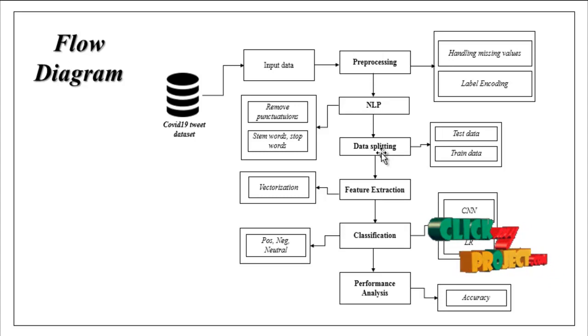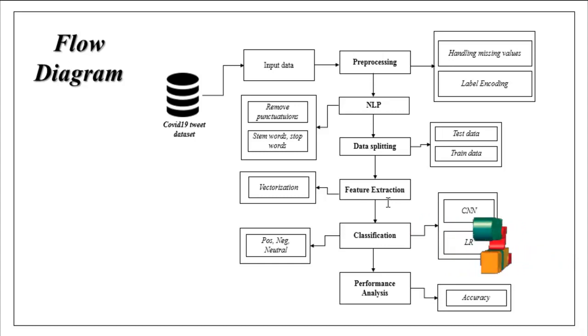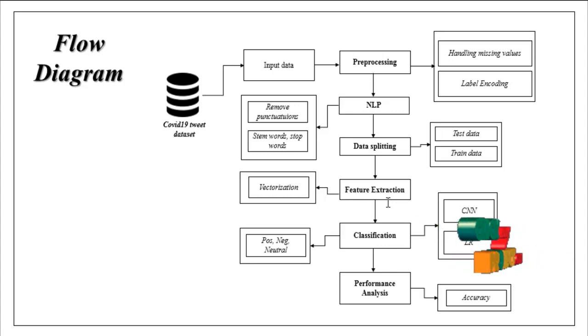Here we split the dataset into test data and train data. Test is used for prediction, train is used for evaluation. Then the split data is carried out to the feature extraction module. Here we implemented vectorization, that is count vectorization, to convert the text into vectors or arrays. Then the extracted features are carried out to the classification module. Here we implemented different classification algorithms like convolutional neural network and logistic regression for classifying the tweet as positive, negative or neutral.